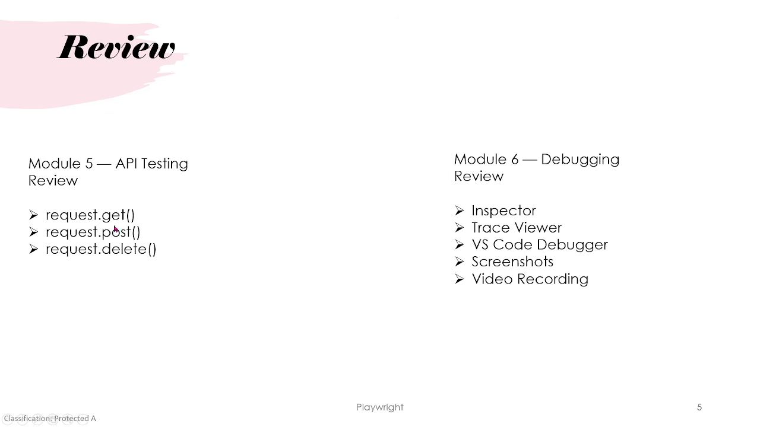Module 5, API testing. Playwright has request.get, which is the GET method. Request.post, the POST method. Request.delete, the DELETE method. Module 6, Debugging. Inspect, trace view, Visual Studio Code debug, screenshots, video recording.